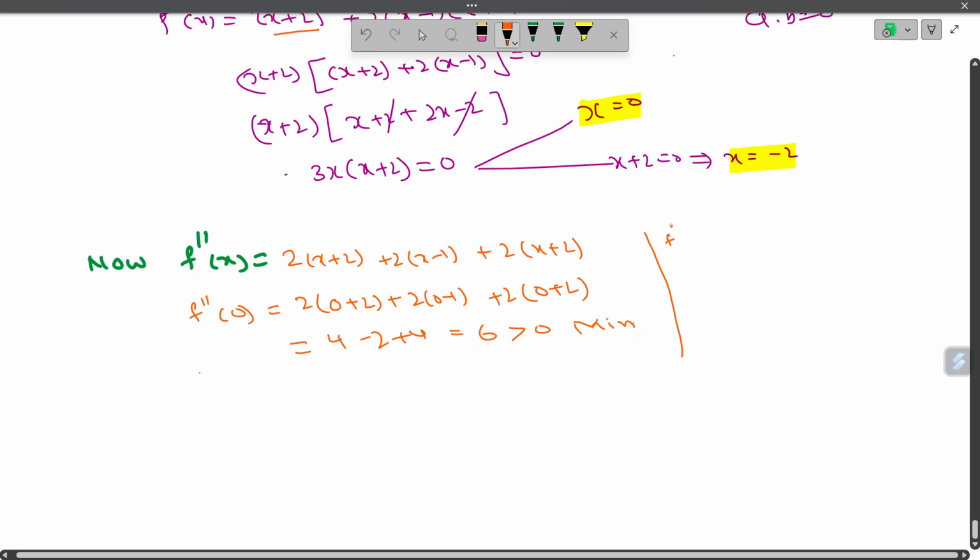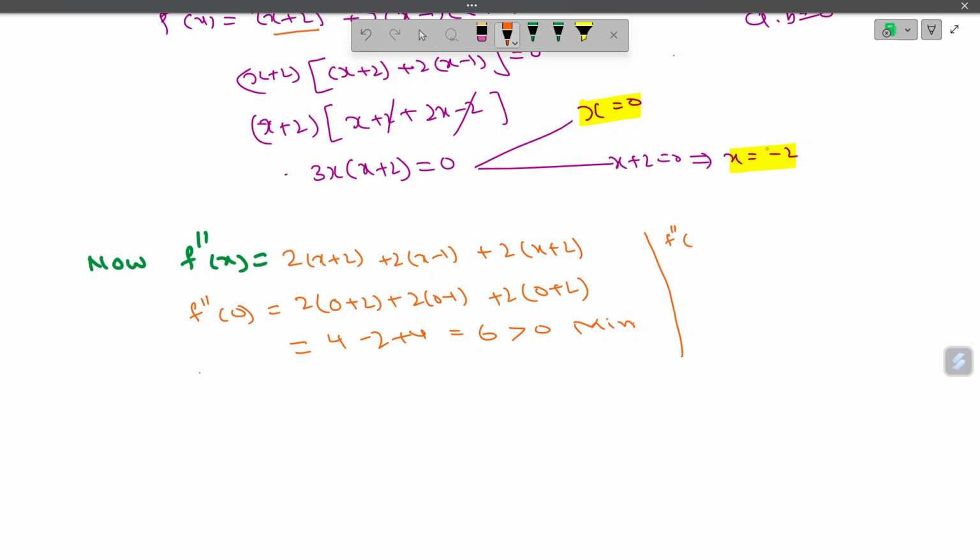So now f double dash of minus 2. We have to find minus 2. 2 times of minus 2 plus 2, 2 times of minus 2 minus 1, plus 2 times of minus 2 plus 2. Minus 2 plus 2, this part is 0. So f double dash of minus 2 is, you see, minus 2 minus 1 is minus 3. Minus 3 times 2 is minus 6. Minus 6 less than 0. Less than 0 means maximum.